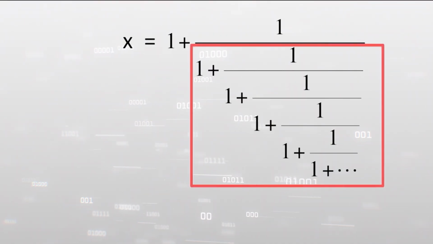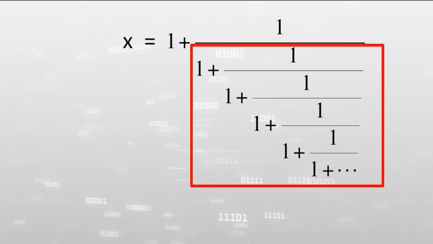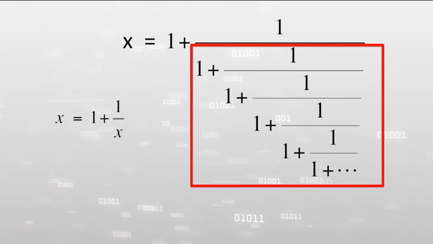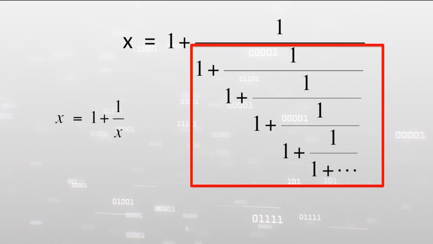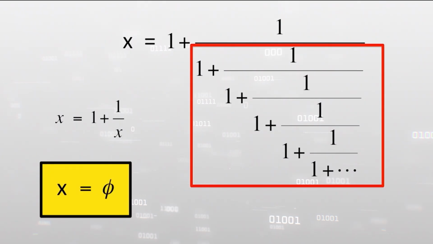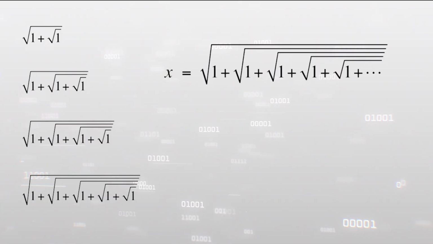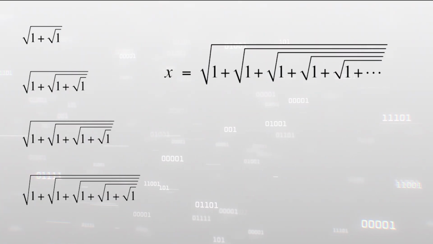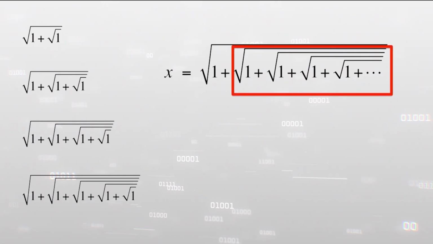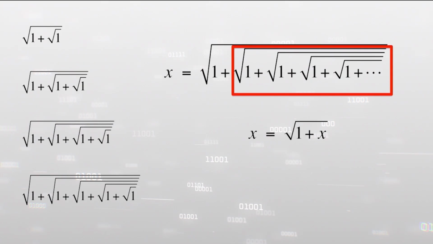We can label this entire continued fraction by the letter x. Notice that this red box is now x. Now we can write an equation for x, solve it, and show directly that x is equal to phi. And now, instead of nested fractions, we replace them with nested square roots. Once again, notice that the red box is equal to x. And once again, when we solve the equation, the golden ratio appears.